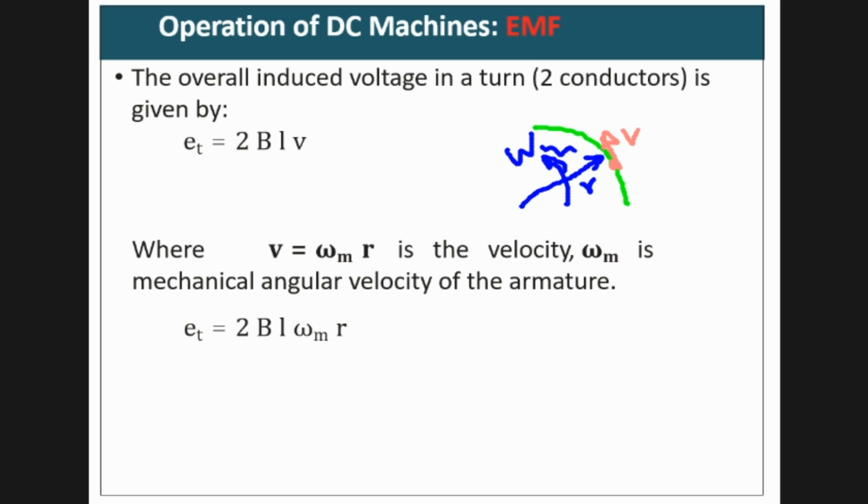So instead of v, we can substitute omega m r, then you get 2BL omega m into r, right? So that is the EMF generated by a single turn.